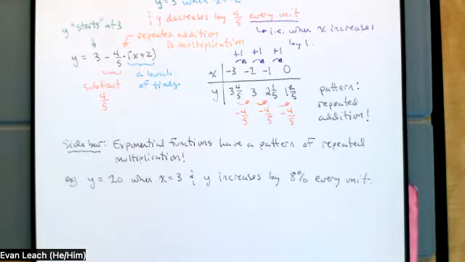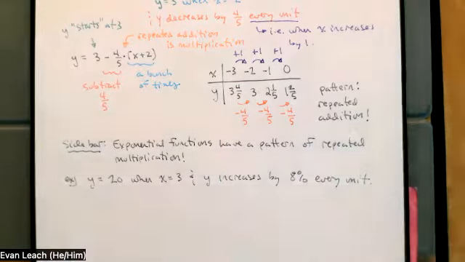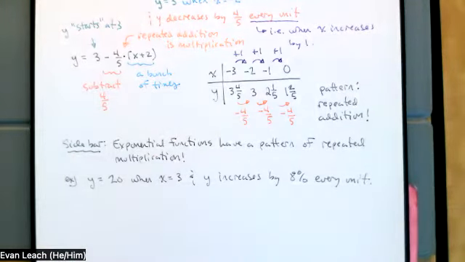So for example, here's an example of an exponential function. Y is 20 when x equals 3. I've given you a starting location. Y is 20 when x is equal to 3, and y increases by 8% every unit. I just realized that I was going to use doubling, but I'll do 8%. And then I realize I need a machine to do 8%. Not the first one, but I'll need repeated 8%. That's going to be trouble.